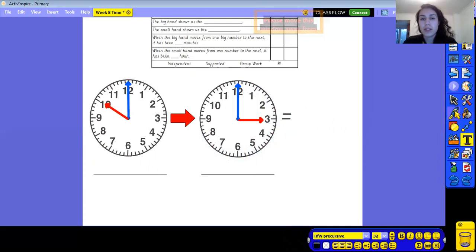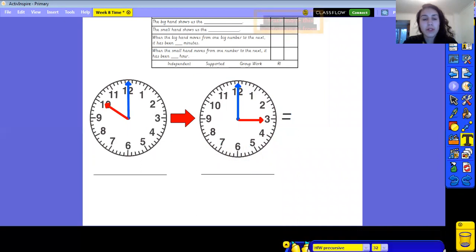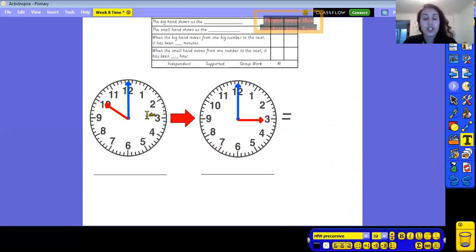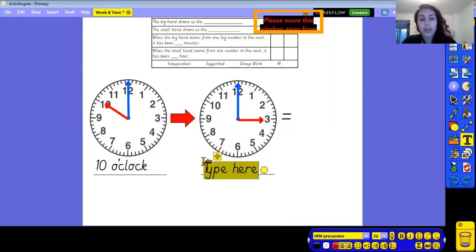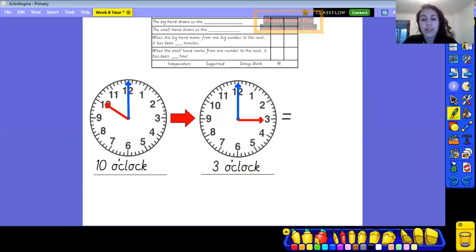Okay, what do you notice about this one then? Well, hopefully you will have noticed that both clocks are showing us an o'clock. So the first one is showing us 10 o'clock. So there's a 10 o'clock. And this one is showing us 3 o'clock. Now the fact that the minutes are the same tells us that the time has moved in full hours. There you go. So o'clock, o'clock.